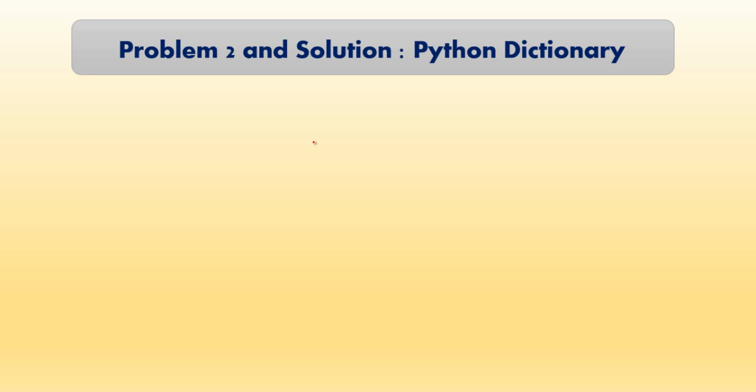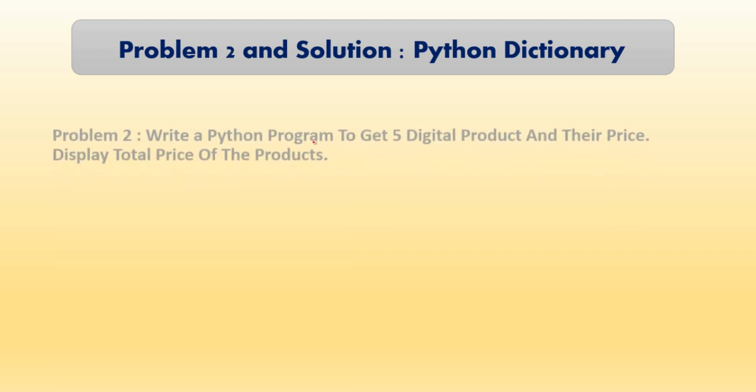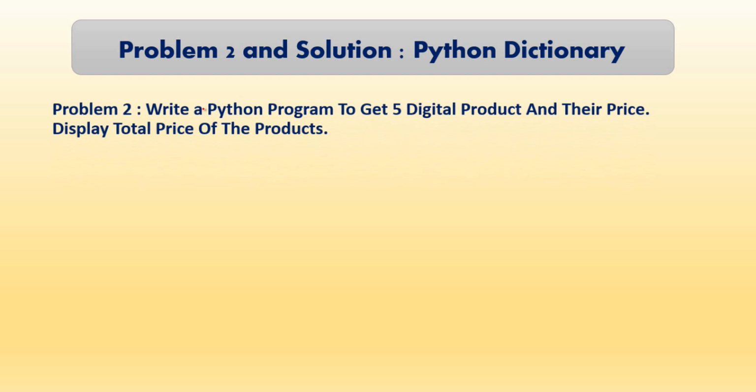Hi guys, in this class I will share the second problem, problem number 2, and the solution that will be related to loops with a Python dictionary. The problem statement is: write a Python program to get 5 digital products, for example computer, laptop. These are different digital products you can get from the user, and then you also have to get the price for each product, and then display the total price of the products. All the product prices should be displayed to the user. This is the problem statement. I will provide a solution for it.